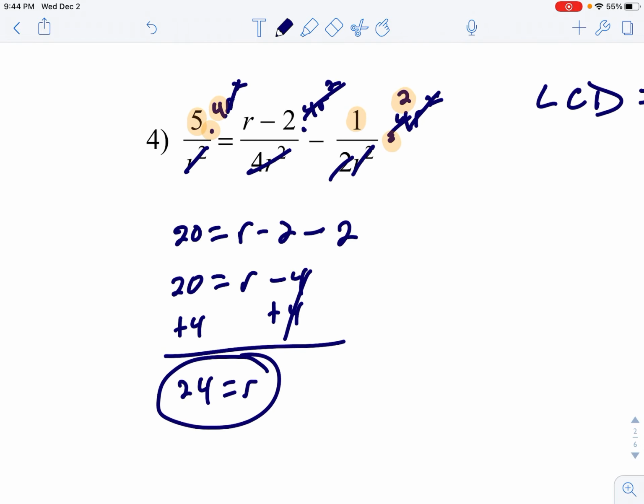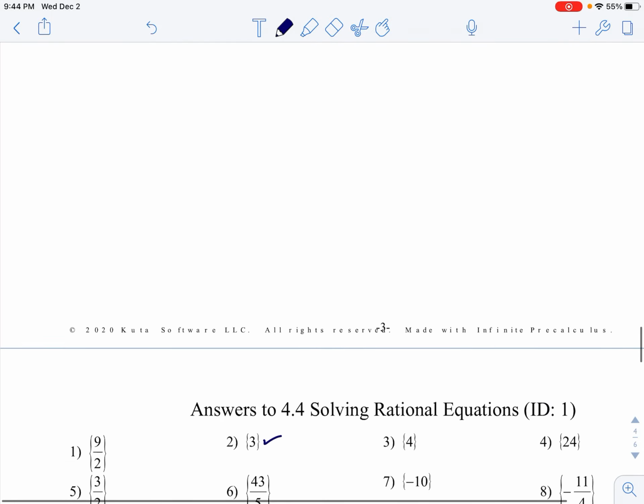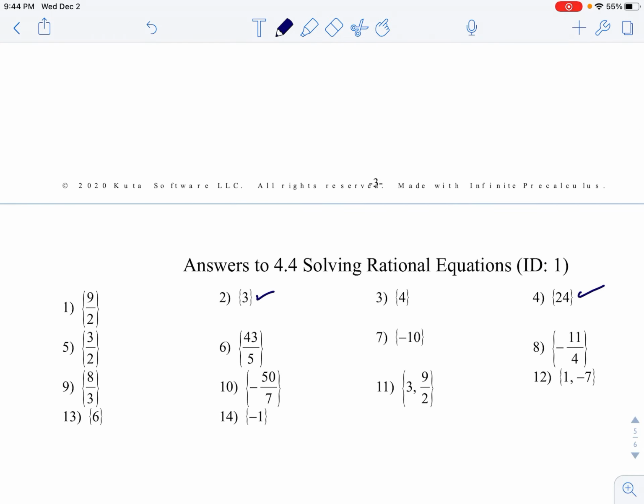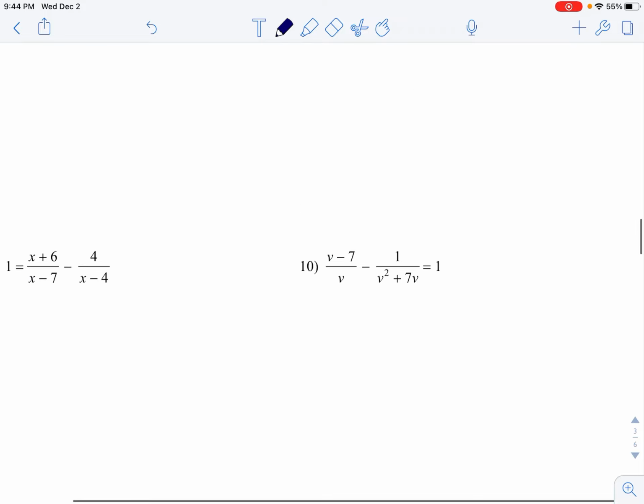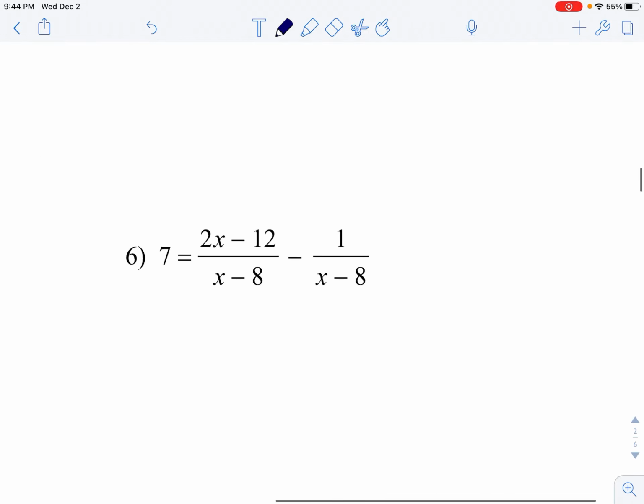Can you plug 24 back into the original equation? Yeah, you're not going to get undefined anywhere. So that's not what we'd call an extraneous solution. And there we go. All right, next one. Here it is. There are only 2 denominators, and they are both the same. So in this one, the LCD is going to be x minus 8.